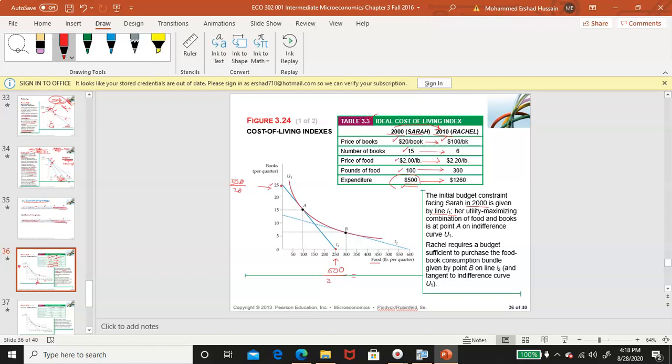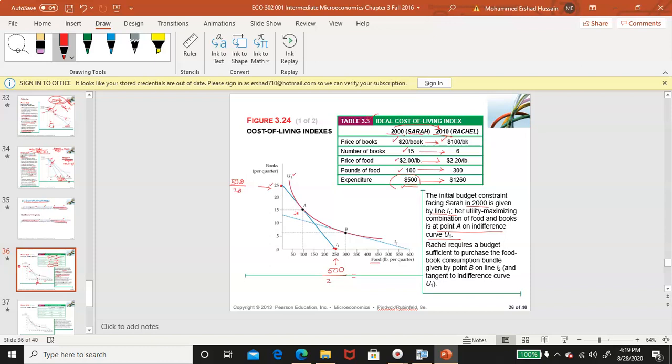And then we add those two corner solutions, and then get Sarah's budget line. And then her utility maximizing combination of food and books is at point A on the indifference curve U1. See that? This is the U1 indifference curve, and this is what? Tangent, right? Point A tangent. Is that okay? Okay.